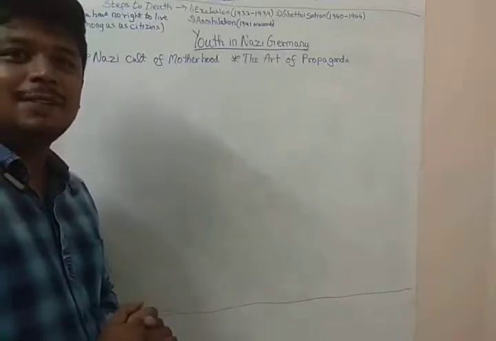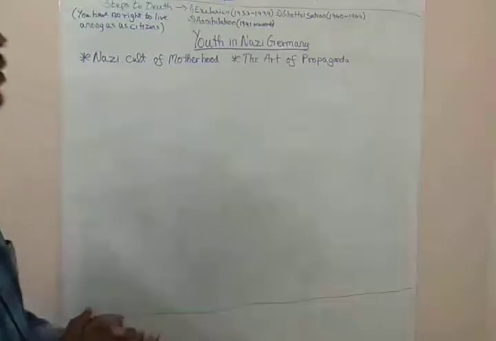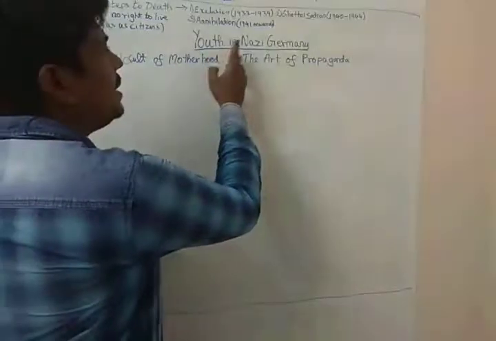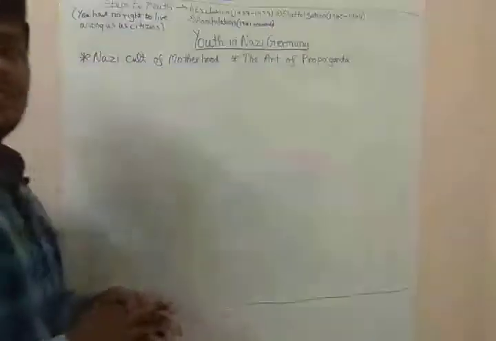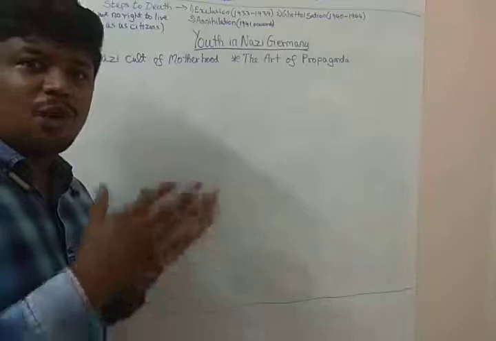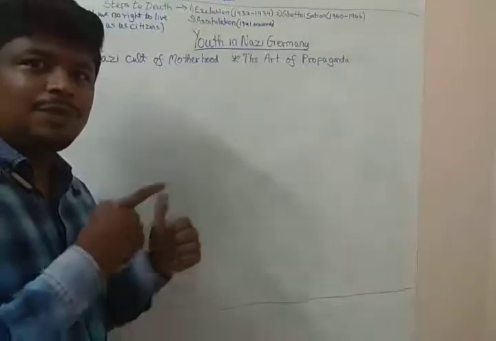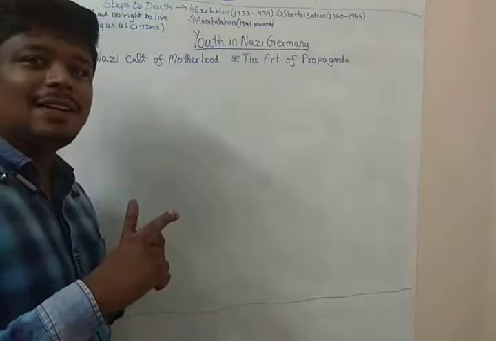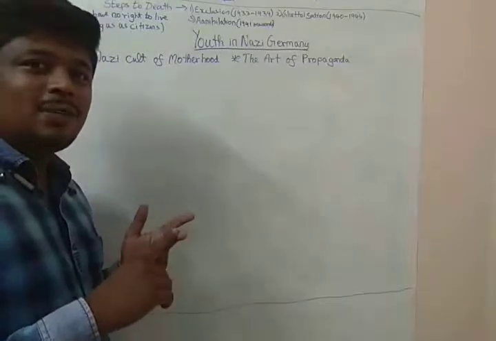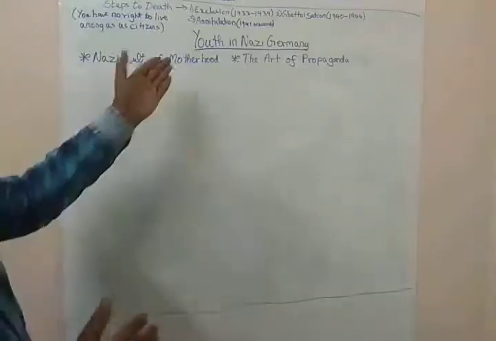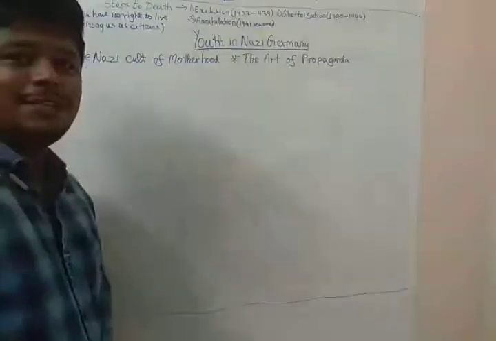Nazism and the rise of Hitler. So the name of the fourth unit is Youth in Nazi Germany. What were the units we are seeing in this chapter? First one is the birth of Weimar Republic, and the next thing is Hitler's rise to power. And the third one is the Nazi worldview, and now youth in Nazi Germany.